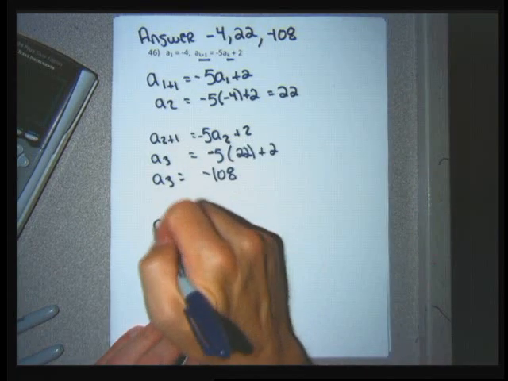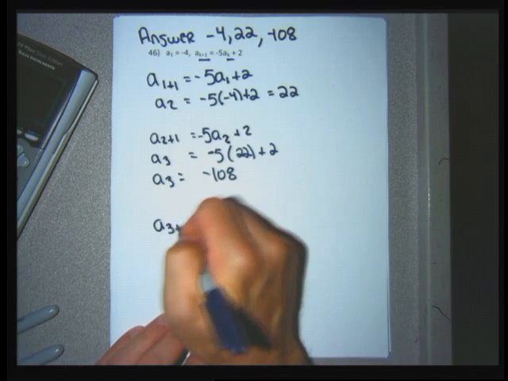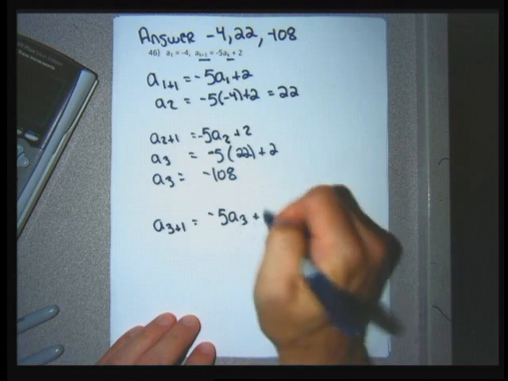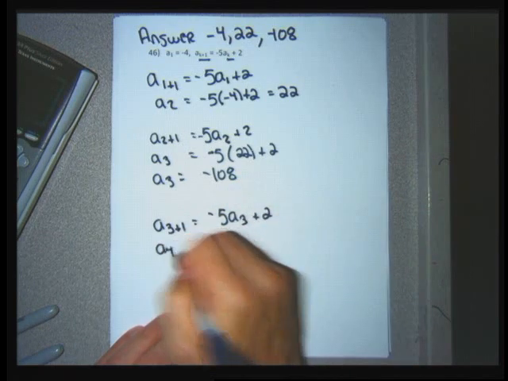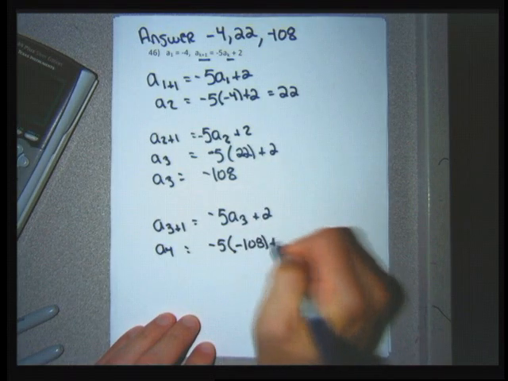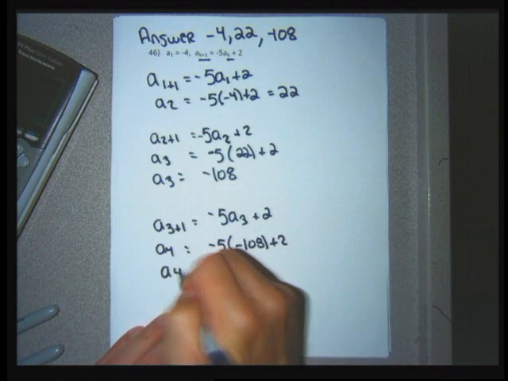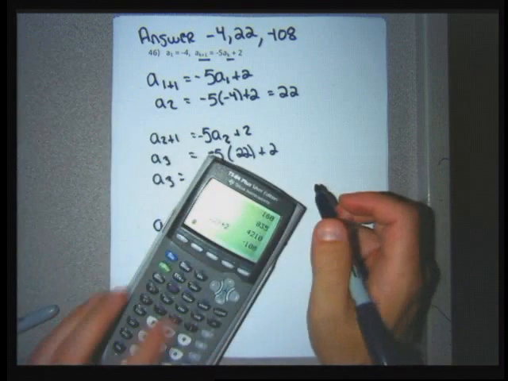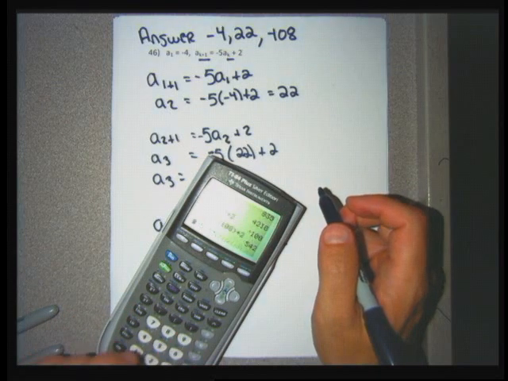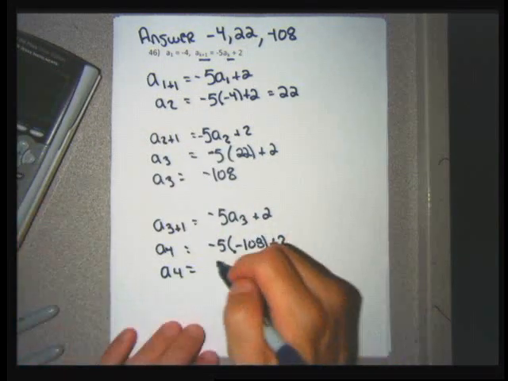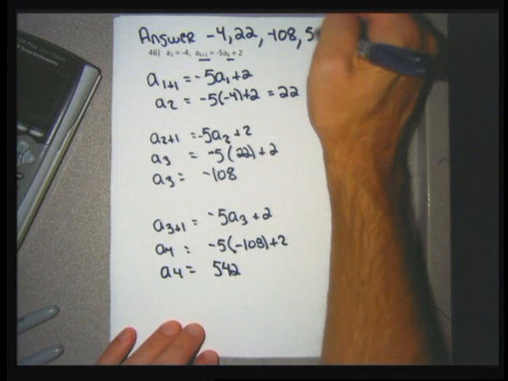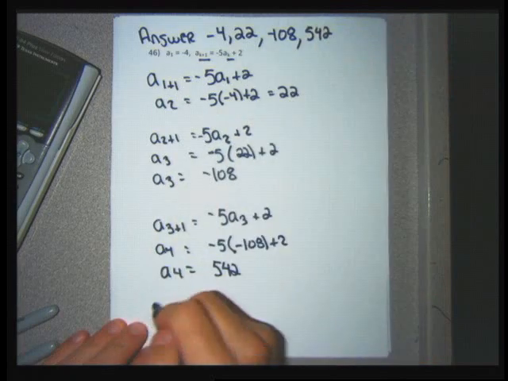For a sub 4, I plug in 3. I get a sub 3 plus 1 equals -5 a sub 3 plus 2. So a sub 4 equals -5 times -108 plus 2. So the fourth term in my list, I do -5 times -108 plus 2, and I get 542. Again, I don't see a pattern emerging. There very well could be a pattern that you see that I don't see.